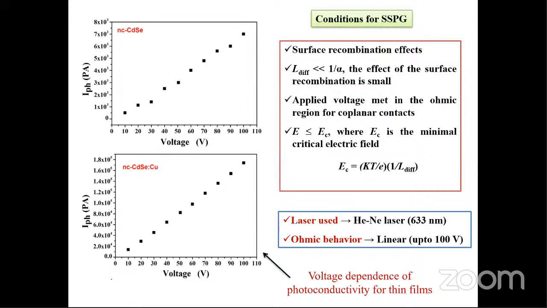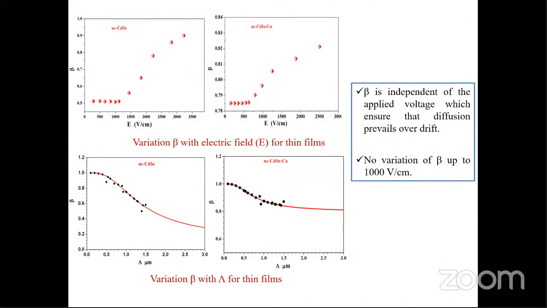Okay, the applied voltage which we are using for this experiment should be ohmic in nature. For that purpose, first of all, we are doing the IV. We have taken the IV characteristics, and there we have seen that they are ohmic, or you can say linear, up to 100 volts or so, so there is no problem. Okay, so all these are the typical conditions for doing this experiment here.